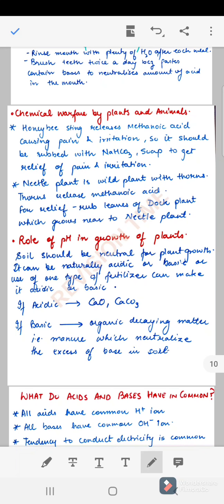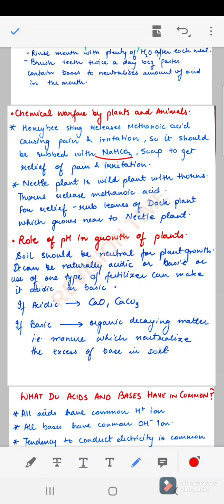So, pH used in the chemical warfare by plants and animals. Whenever the honeybee stings, it releases methanoic acid, which causes the pain and irritation. So immediately it should be rubbed with the sodium bicarbonate that is present in soaps. So we will get relief from the pain and irritation. So what is happening here? It is releasing methanoic acid, but sodium bicarbonate is somewhat basic, so it is neutralizing the effect of the acid. Similarly, the nettle plant is also releasing methanoic acid through its thorns. So for the relief, we can rub the dock plant. Dock plant is always found near the nettle plant also, right?